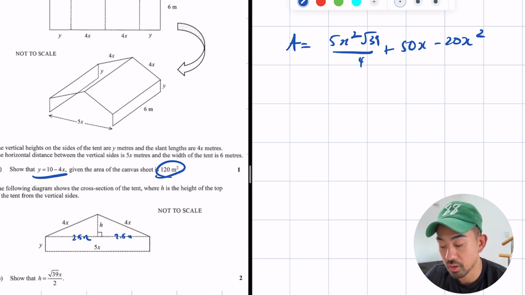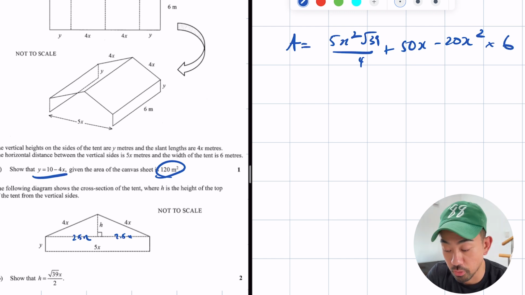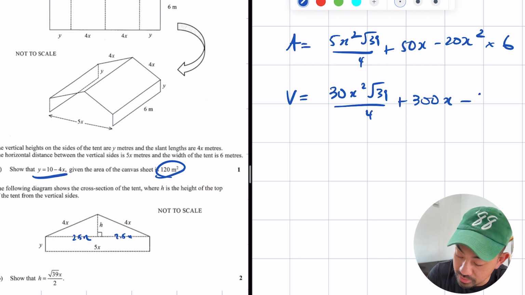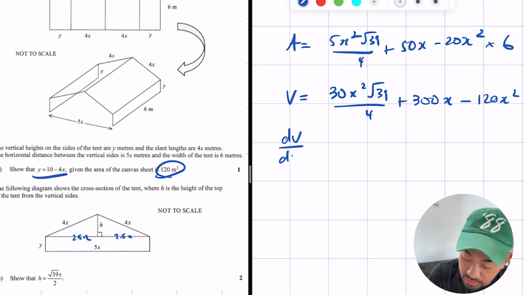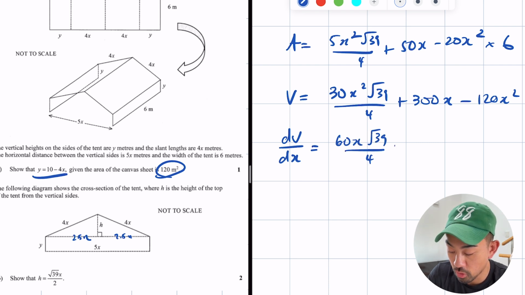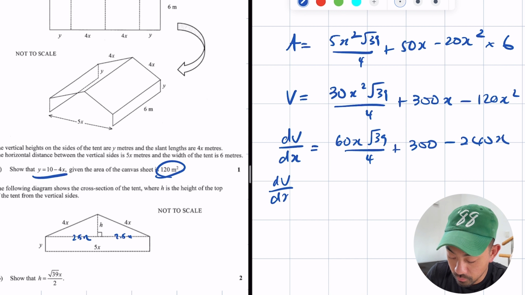All right, so here's my area equation, but I'm actually trying to maximize the volume. So what I need to do is times this all by 6 to get the volume. So the volume is going to be 30x squared root 39 over 4 plus 300x minus 120x squared. And now I can differentiate dV over dx. Going ahead and differentiating with respect to x, bring the 2 down, becomes 60x root 39 on 4 plus 300 minus 240x.